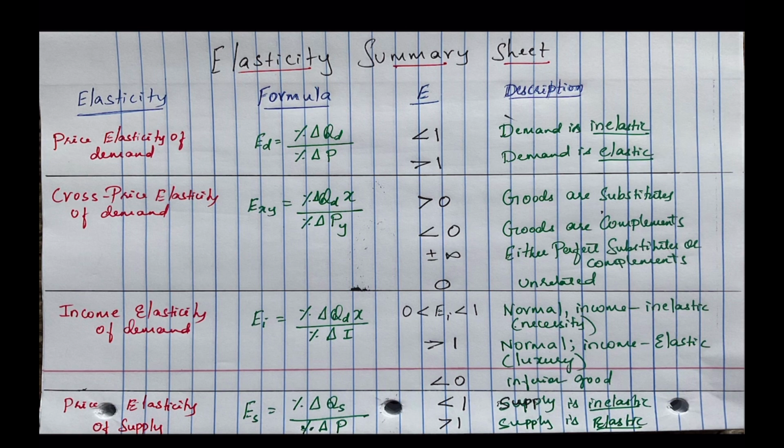This is the elasticity summary sheet, and it shows all the 4 types of elasticity we discussed here: price elasticity of demand, cross elasticity of demand, income elasticity of demand, price elasticity of supply.